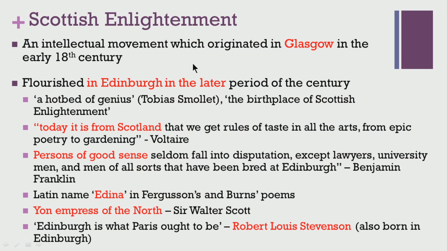This was primarily an intellectual movement which originated in Glasgow, one of the cities in Scotland, in the early 18th century. However, we find that this had spread to other parts of Scotland, and we find it majorly flourishing in the city of Edinburgh, especially in the later period of the century. After a point, we also note that Scottish Enlightenment gets referred to primarily as an event which happened mainly in the city of Edinburgh.